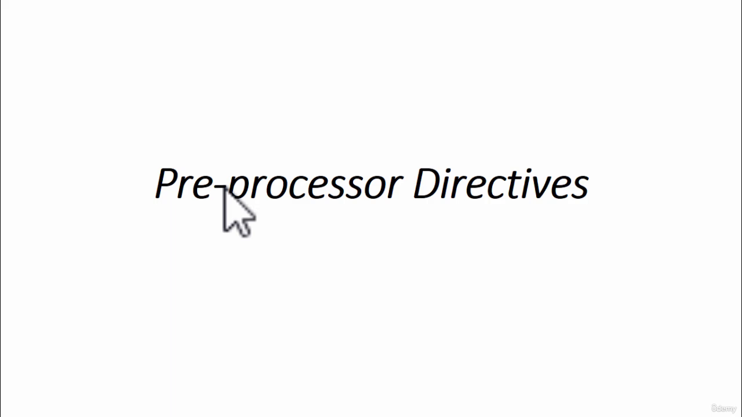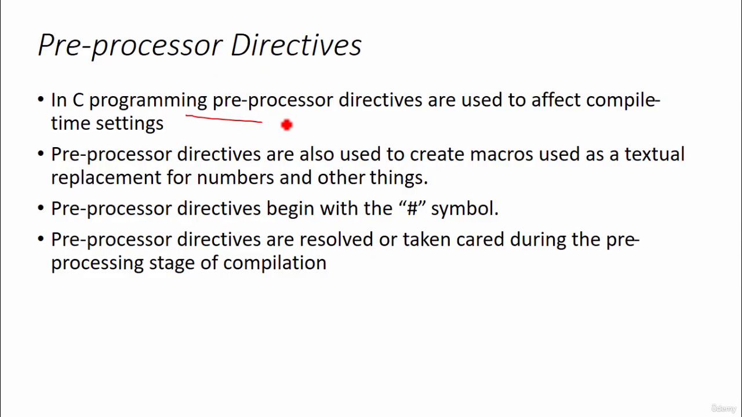So in this section, we are going to study preprocessor directives. In C programming, preprocessor directives are used to affect compile time settings of the program. Preprocessor directives are also used to create macros, which are used as a textual replacement for numbers and other things. Preprocessor directives begin with the symbol hash, for example, #include, #define, #if, #elif, like that. Those are different types of preprocessor directives supported by the C programming language.